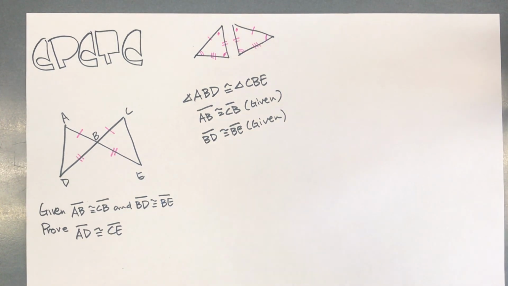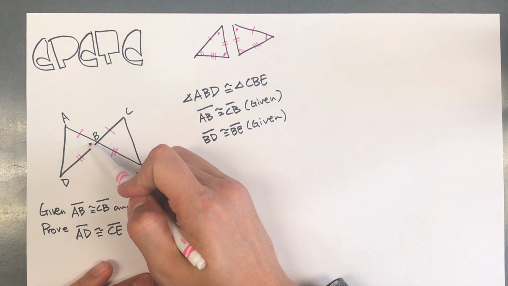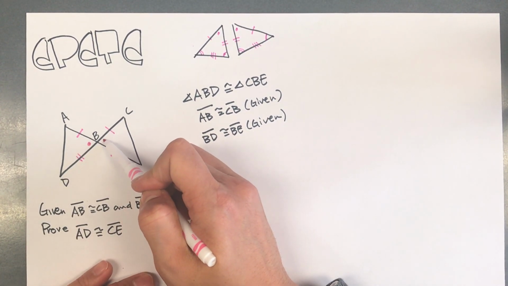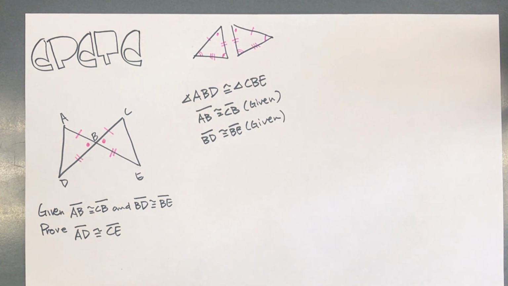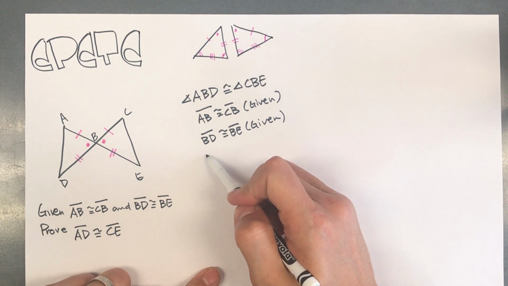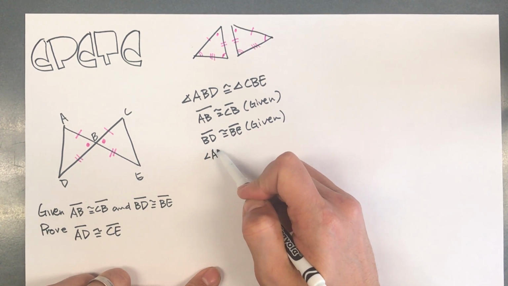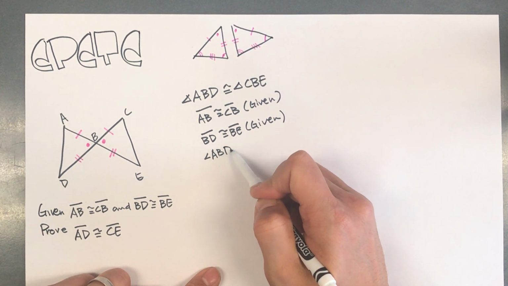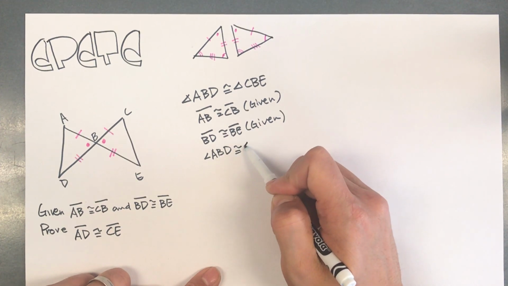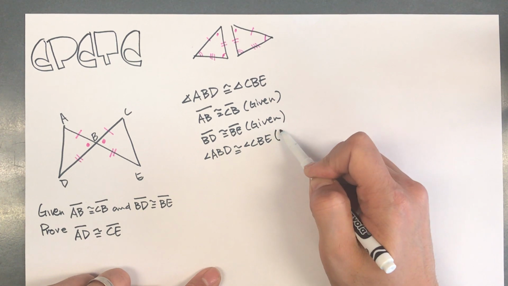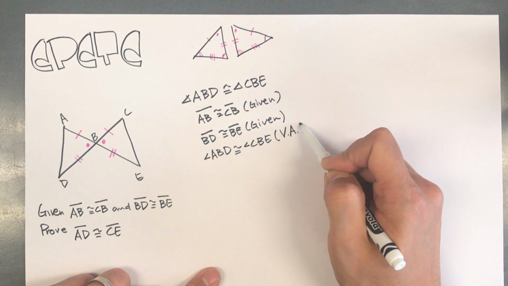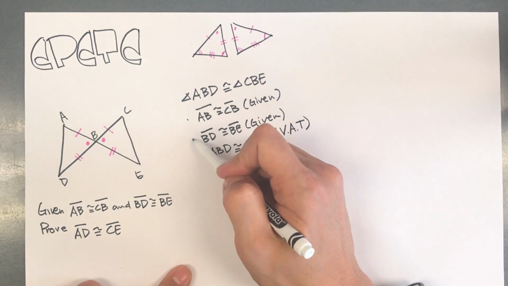Do you see vertical angles? Right here, this angle and this angle, no matter what the angle is, these two angles must be the same because they're vertical angles. So we say angle ABD is congruent to angle CBE by the vertical angle theorem. Okay, so we have three things.